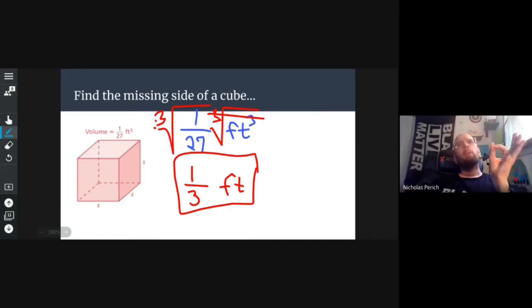To find the missing side of a cube, you take the cube root of the volume, which is different from what we did a couple days ago, which was finding the missing side of a square. To find the missing side of a square, you square rooted the area. It's crazy that to find the side of a square, you square root. And to find the side of a cube, you cube root.